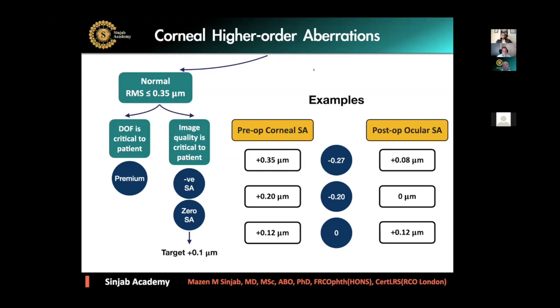In this case, because the corneal aberration is positive, we have to negate it by negative spherical aberration, or maybe maintain it by the neutral spherical aberration in order to achieve the target. And these are examples. Pre-op corneal plus 0.35, we implant the minus 0.27 in order to achieve the post-op ocular spherical aberration almost near 0.1. If it is plus 0.20, we negate it by minus 0.20 in order to achieve 0. Plus 0.12, okay, we maintain it by the neutral one. So this is the way of thinking.